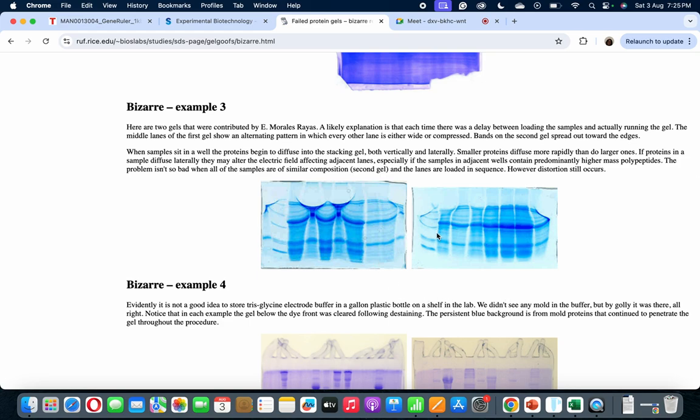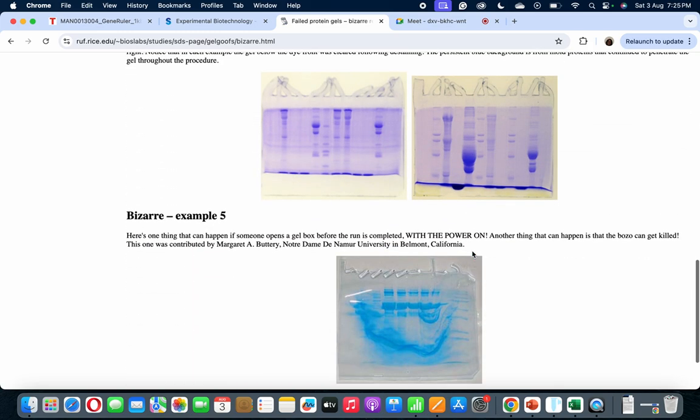Here, this gel is distorted in some strange way. They think that it's because they loaded the sample, then waited for a long time, and then ran the gel. So there's some diffusion that has gone on, and that's why it is distorted like this.